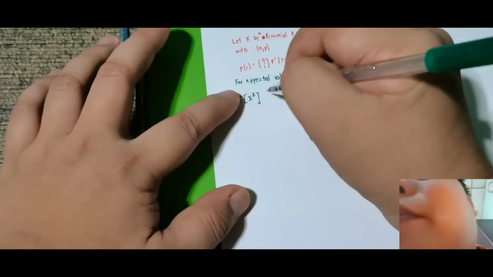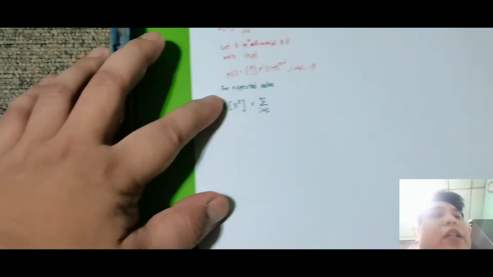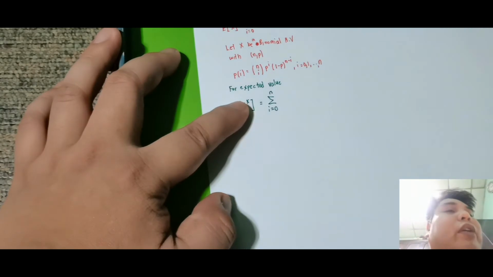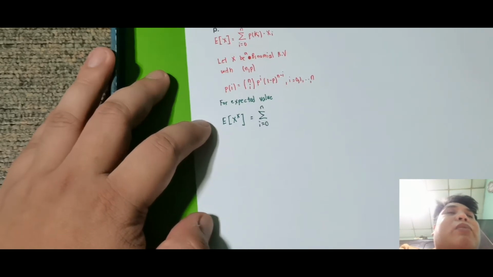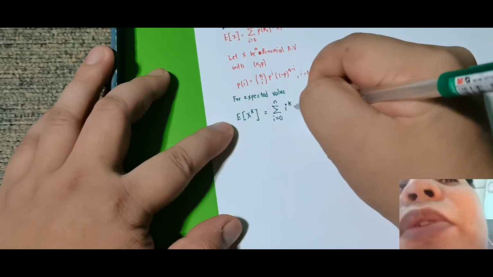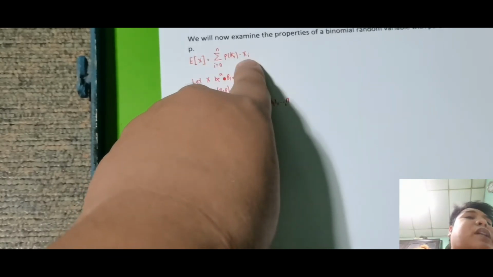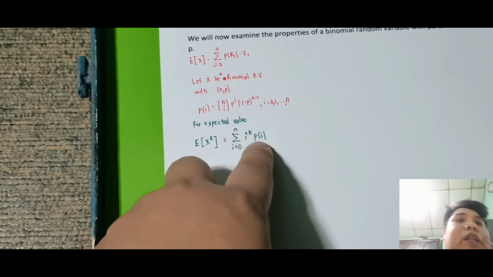Once inside the summation, this is just equal to the summation for i equal to 0. Sir, why did you start at 0? Because a binomial random variable starts at 0 up to n. Since it is X raised to k, as our remark says for the nth moment of the expected value of X, since i is our random variable, this is i raised to k, times P of i. For each random variable, I multiply it by the probability mass function at that random variable. The random variable i is raised to k, then times P of i.